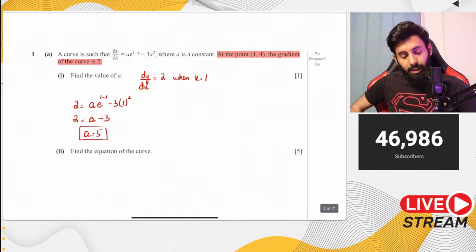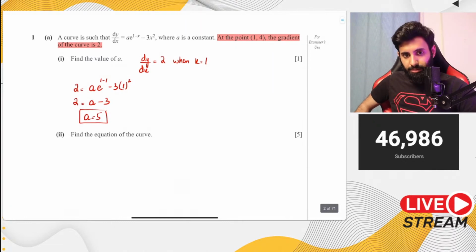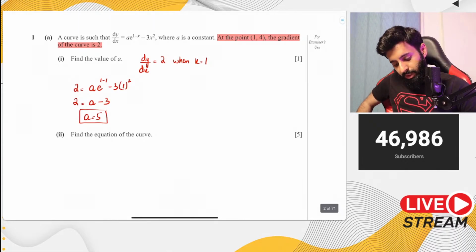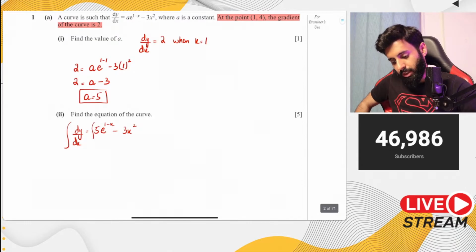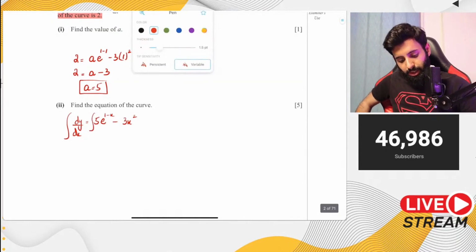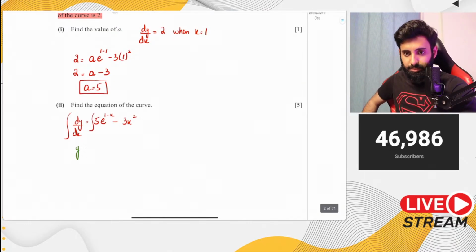Okay. Then we have to find out the equation of the curve. Now, before we can find out the equation of the curve, let's write dy by dx with the value of a that we have found. So the value of a is 5 e to the power 1 minus x minus 3x squared. Okay. So we need to integrate this in order to find out the equation of the curve. So what happens when you integrate dy by dx? You end up finding y. So that's what we're going to do.